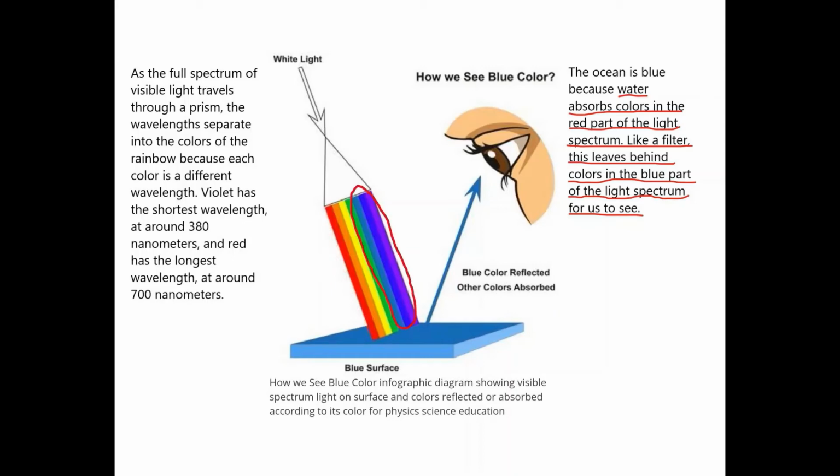So what this is saying is that the ocean absorbs the red part here, this part, okay? So it absorbs it like a sponge would absorb water. It takes it in, and the only part that's left for us to see basically is the blue part. However, you can see between the red and the blue, there are other colors.